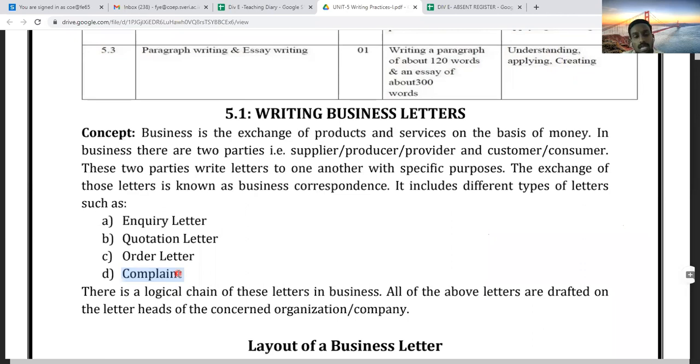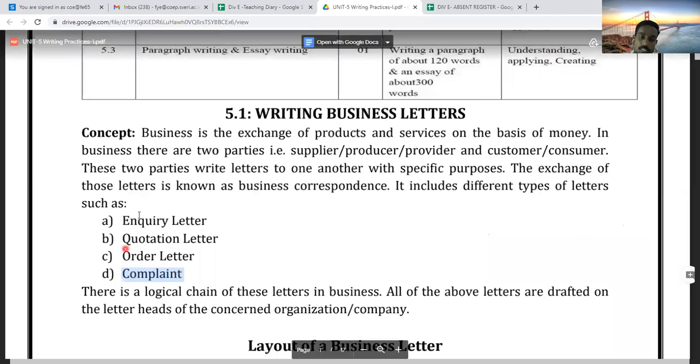Or maybe sometimes what happens is that you ordered 10 computers and received 10, but one computer is not working properly. So it is faulty, it has some defects. In that case also you are going to ask for compensation through complaint letters. Or maybe sometimes it is damaged, or missing, or whatever the problem may be. In that case you are going to write a complaint letter.